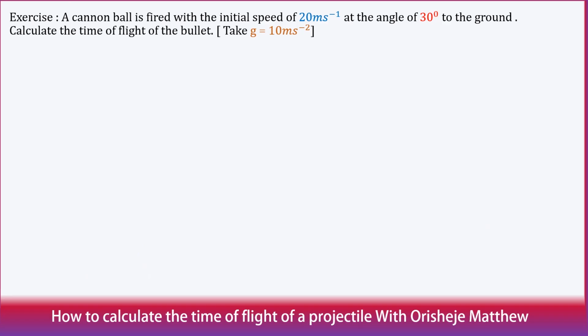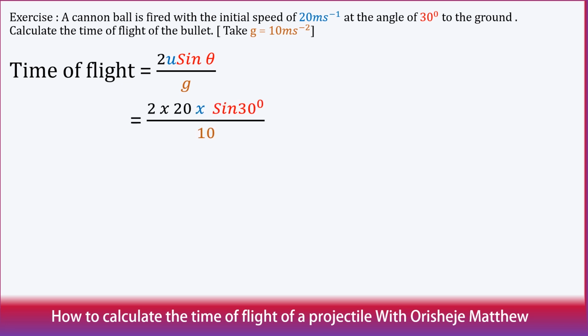So we want to calculate the time of flight, which we measured in the previous experiment. A cannonball is fired with an initial speed of 20 meters per second at an angle of 30 degrees to the ground. Calculate the time of flight for the cannonball, taking g as 10 meters per second squared. So use your formula. Time of flight is equal to 2u sine theta over g.